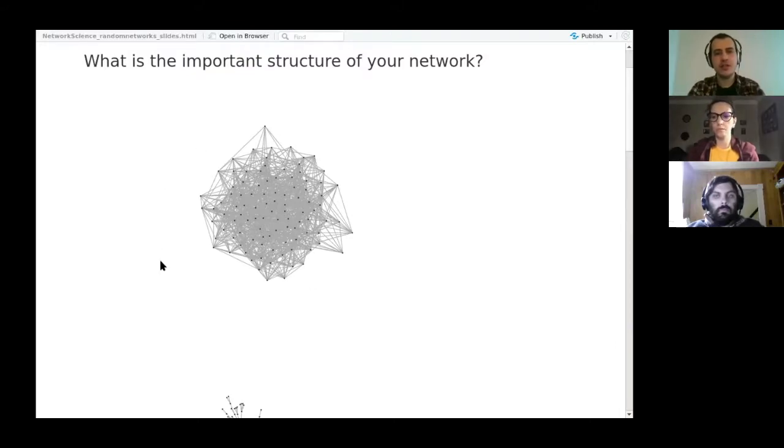You can constrain the Erdős-Rényi network to have more similar features to your network. If you want to constrain it to have the same degree distribution as your network, or at least the same average degree as your network, that's possible.